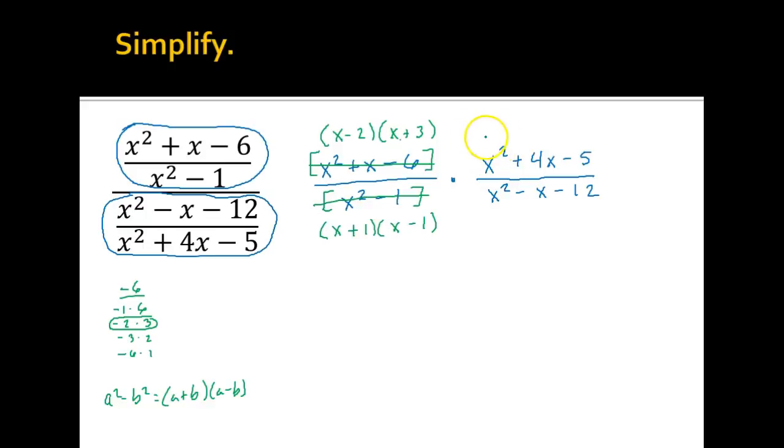Okay, then the next one we have a negative 5 on the end, so negative 5 would be negative 1 times 5 and negative 5 times 1. Really no other way to do it, and the first pair adds up to 4, so x minus 1 times x plus 5.